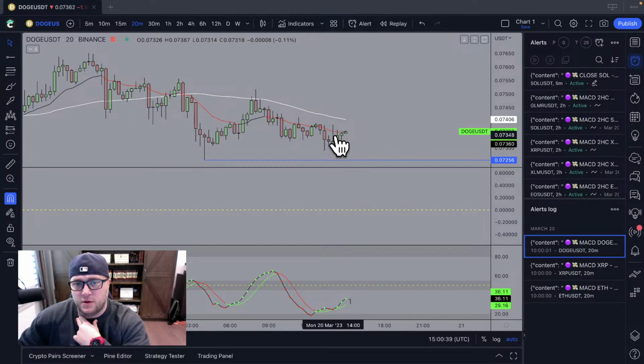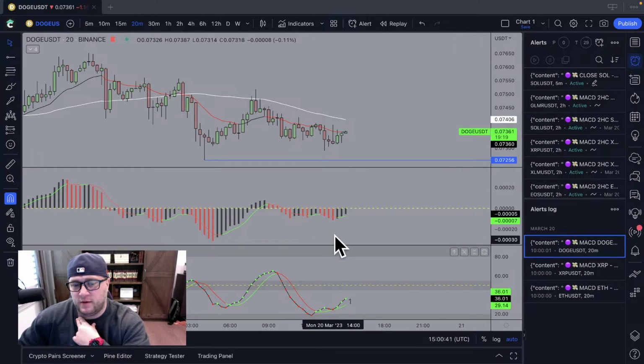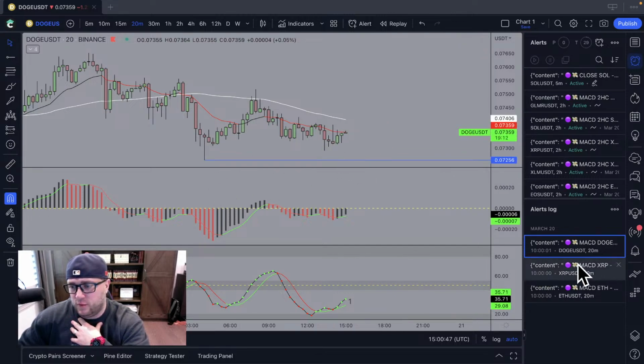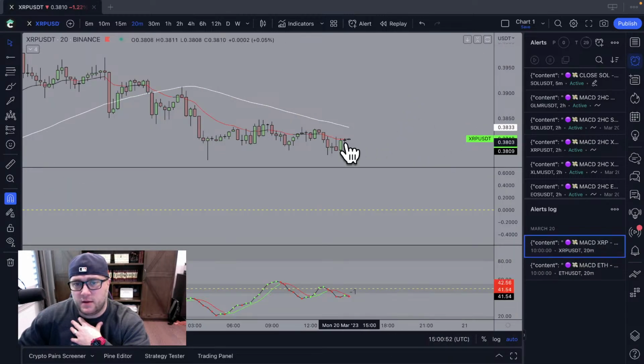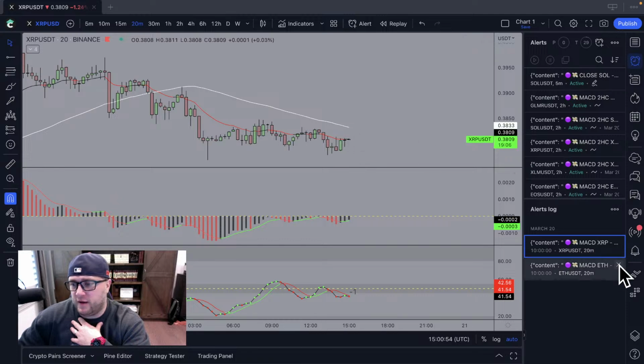Doge. Doge is trying to break up right now. This is probably the better one of all of them, but still, I would try to wait for a little dip before we go into that. Not a good entry. XRP is below the moving averages, and we're trying to push up on one and down on the other. Not a good entry.